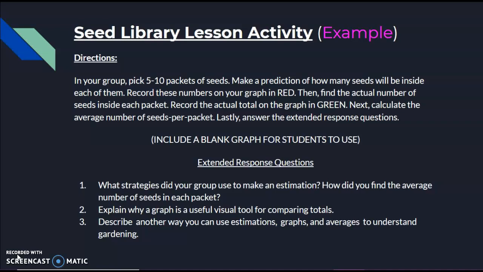2, explain why a graph is a useful tool for comparing totals. I really like that question because it kind of ties in every component of the activity, which is great.